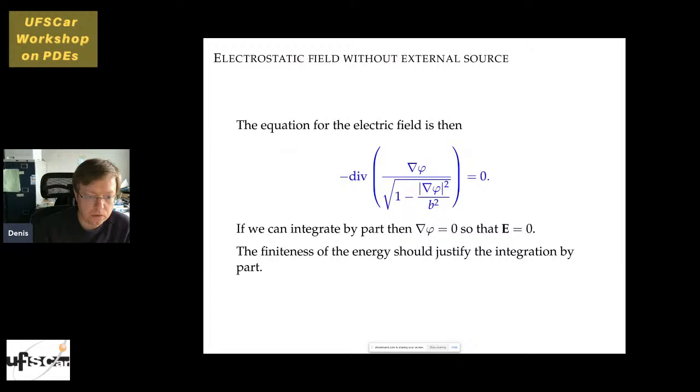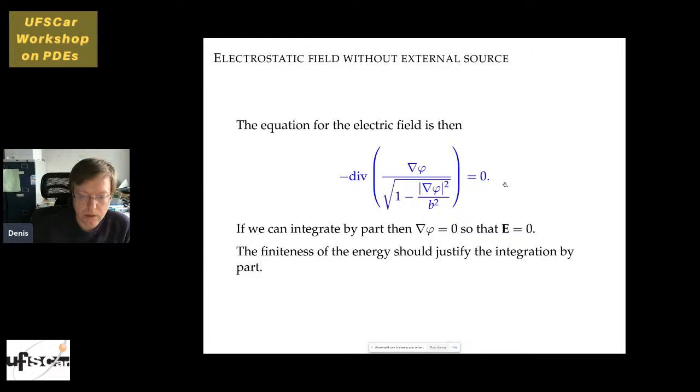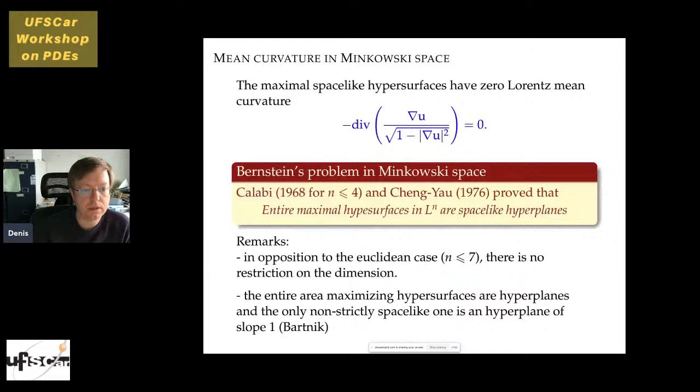A question also that you can ask is, what about if you don't put any charge? Well, what you would like to do is, of course, to multiply by phi, integrate by parts, and then end up with the contradiction that the gradient has to be zero everywhere. But you have to justify the integration by parts. Okay, so there is in fact a deep theorem behind this. Usually when you ask for a solution in the whole space with a zero on the right hand side, and you want to prove that your solution is affine, this is what is called a Bernstein problem. And the Bernstein problem in Minkowski space was solved by Calabi up to dimension 4 in 68, and by Cheng and Yau in 76 in other dimensions. And in fact, even without integrability assumption, the only solutions of this equation are affine hyperplanes. Okay.